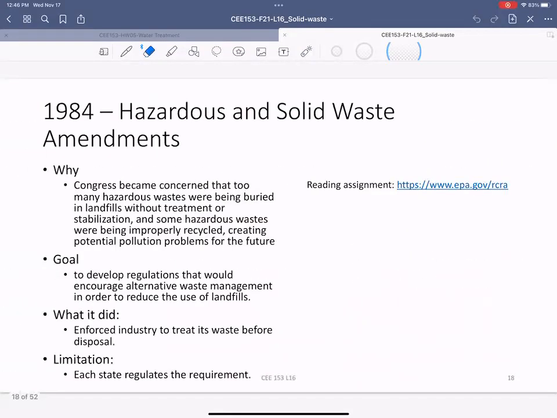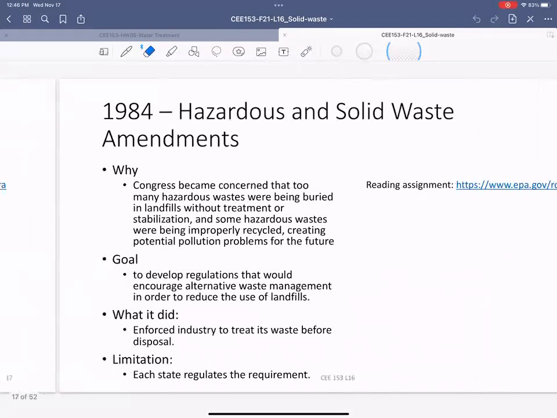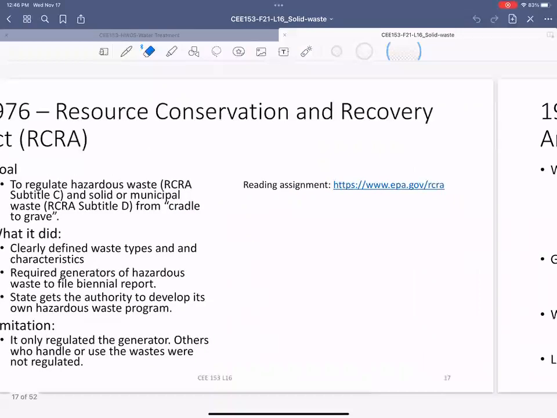And then in 1984, there was the Hazardous and Solid Waste Amendments Act. It basically forced industry to treat its waste before dumping it, because industry can pay for it. That way, the landfills, which are not capable of handling so much waste, are protected. They want to minimize the number of landfills. That's why it regulates the amount of waste that can be sent by industry.